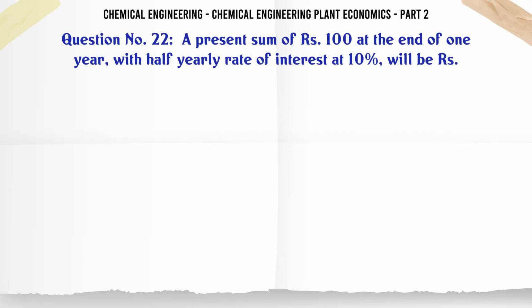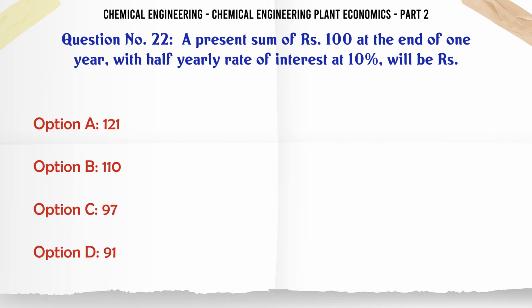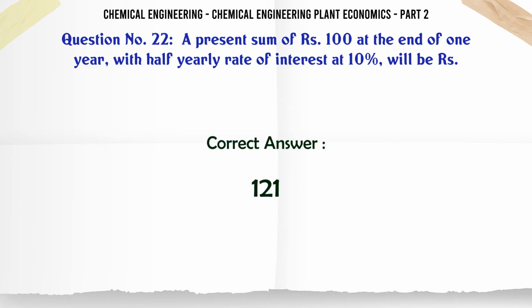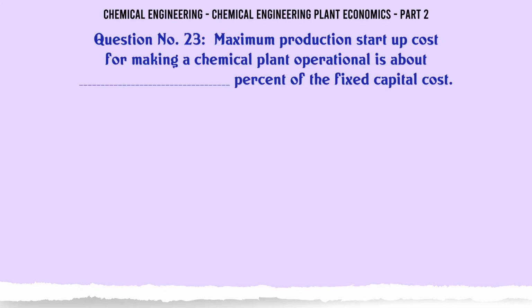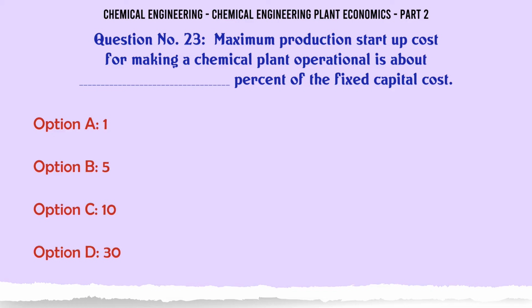A present sum of 100 rupees at the end of 1 year with half-yearly rate of interest at 10% will be Rs. A. 121, B. 110, C. 97, D. 91. The correct answer is 121. Maximum production startup cost for making a chemical plant operational is about % of the fixed capital cost.